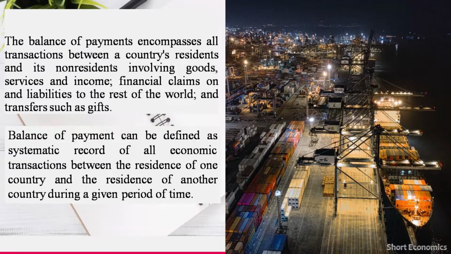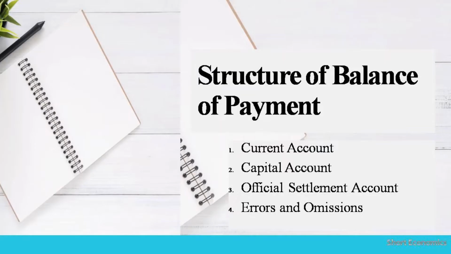When it comes to the structure of balance of payment, generally it has four different parts: current account, capital account, official settlement account, and errors and omissions. The first one is the current account. It shows exports and imports of visible and invisible items. Invisibles take into account services, transfers and income.